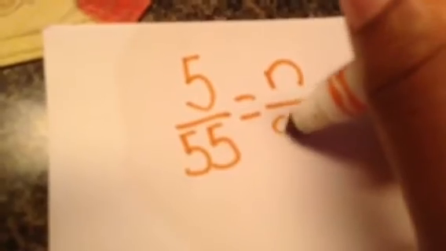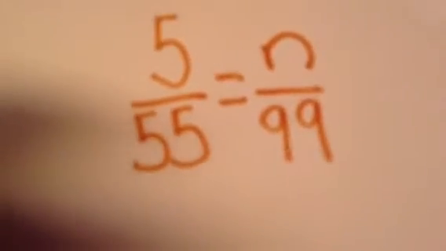Question 4. Solve for N. I know it's easy. 5 over 55 equals N over 99. So what we're going to do in this equation would be cross multiplying. I know. No one likes cross multiplying. But we have to do it anyway.